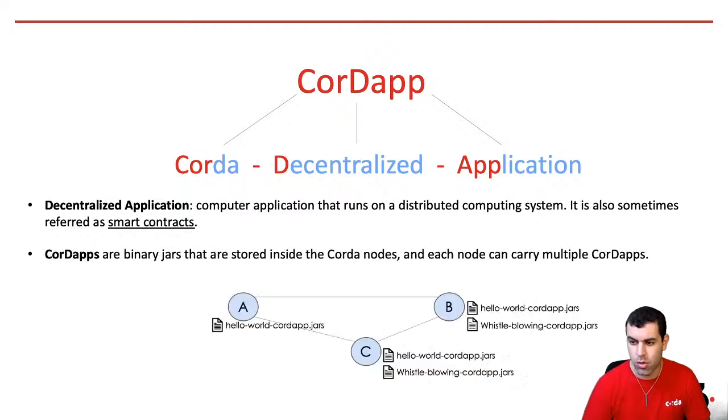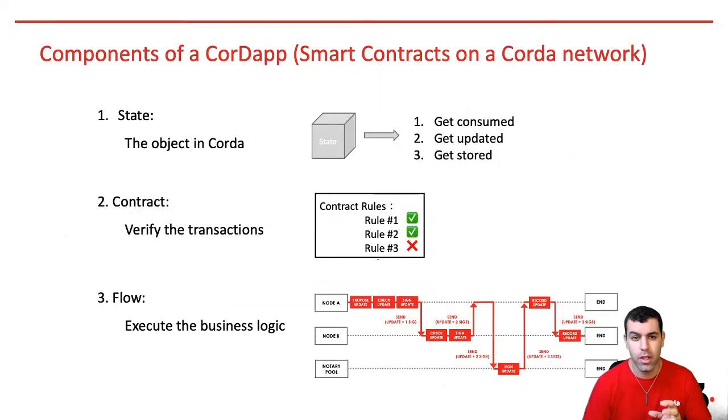So to bring it back to CorDapps at the literal level, these are just binary jar files that are stored on machines that are running the Corda application. Each node can actually carry multiple CorDapps. All you have to do to install one is, after you've built one, compile it into a jar file and copy it onto that machine. And that's all it takes. So you can have, for example, a supply chain app running on your node and an insurance CorDapp running at the same time.